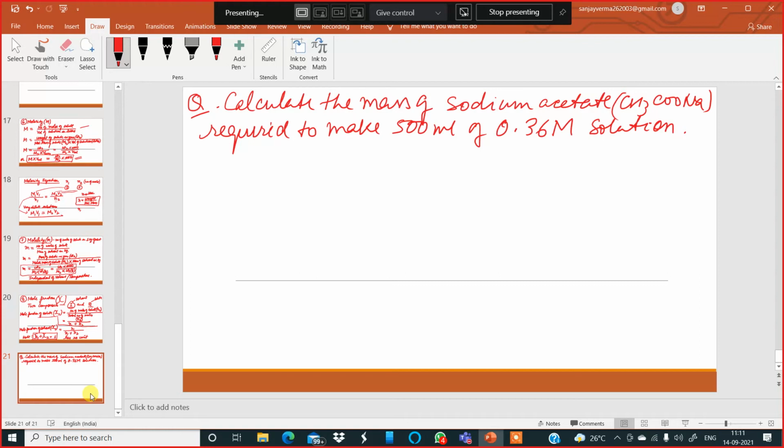The molecular mass of sodium acetate, I think you can work out if I give you the atomic masses. Carbon is 12, hydrogen is 1, oxygen is 16, and sodium is 23. So this is a direct formula based numerical, and numericals like this will be asked. So try it. I'm waiting. Don't take more than 4 minutes to solve this sum.